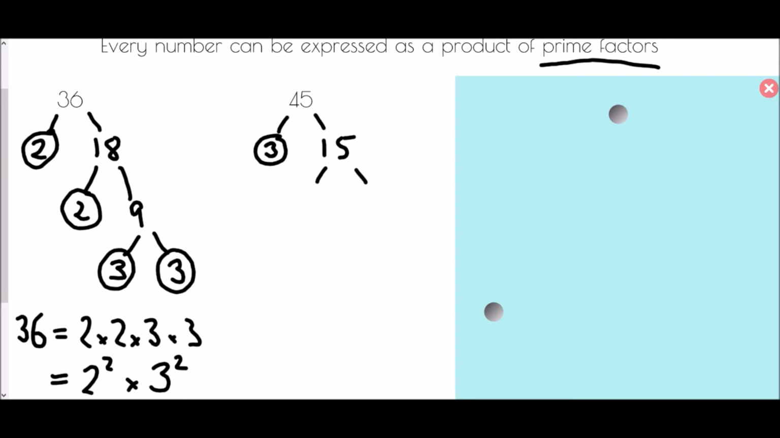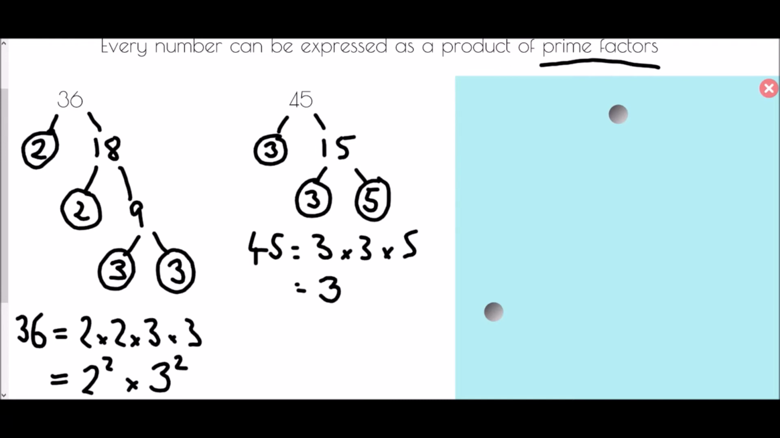But we're going to continue here with the number 15. 3 goes into 15, and it goes in 5 times. 5 is a prime number, so we can circle that. We've broken it down into prime factors, therefore we are at the end. So 45 must be 3 times 3 times 5. Again, if we wanted that in index form, the only part where we've got more than one of the same number is the 3s. We've got 3 squared times 5.